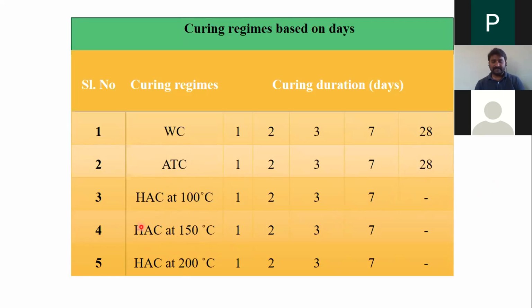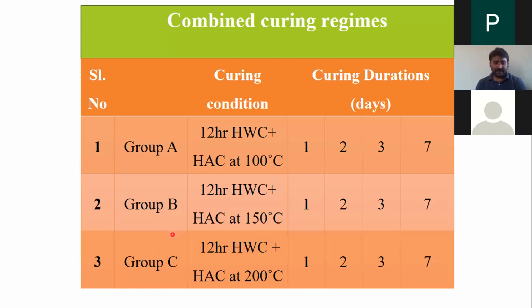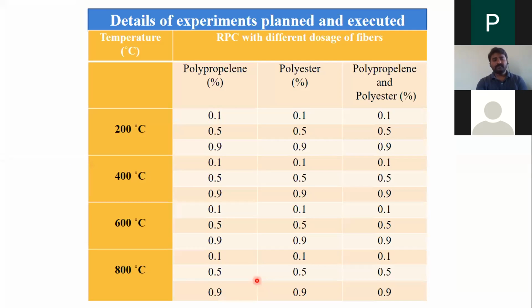So we have taken these 100, 150 and 200 degrees Celsius hot air curing for reactive powder concrete. There are some combinations also. We have tried combinations of 12-hour hot water curing and hot air curing at 100 degrees Celsius for the remaining period, for one day, 2 days, 3 days, and 7 days. These are group A, group B, and group C: 12-hour hot water curing plus 150 degrees Celsius, 12-hour hot water curing plus 200 degrees Celsius. These are different curing regimes that we have selected based on literature. So these are a few different temperatures to which we have exposed our samples.